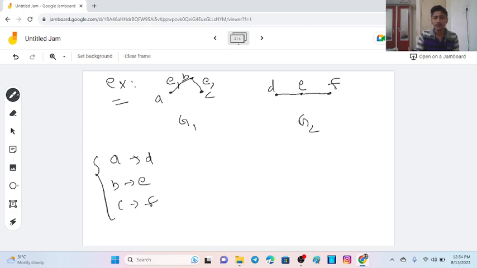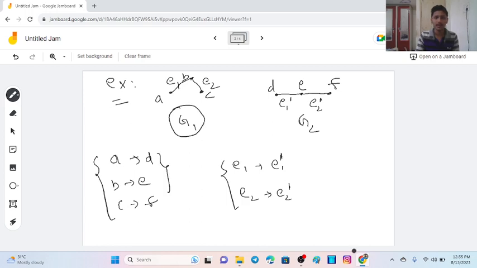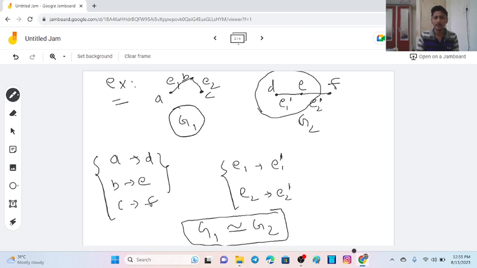Also, if I name these edges E1 and E2, and these E1 prime and E2 prime, then we can map E1 to E1 prime and E2 to E2 prime, right? This is one-to-one and onto. Also, we can see here that A and B are adjacent in graph G1, and phi of A, that is D, and phi of B, that is E, are also adjacent in graph G2. Okay, so therefore G1 and G2 both are isomorphic graphs from our definition.